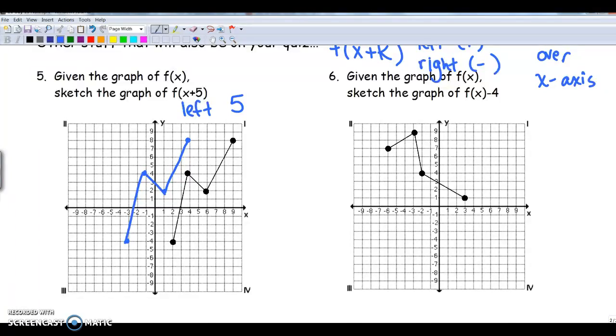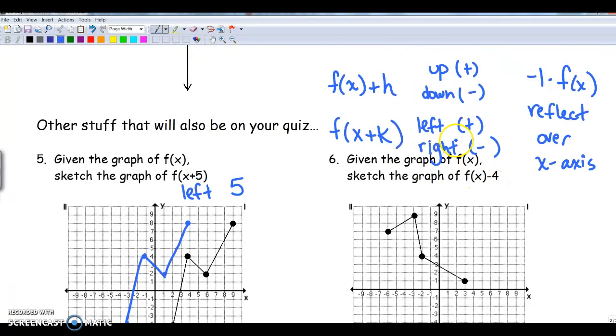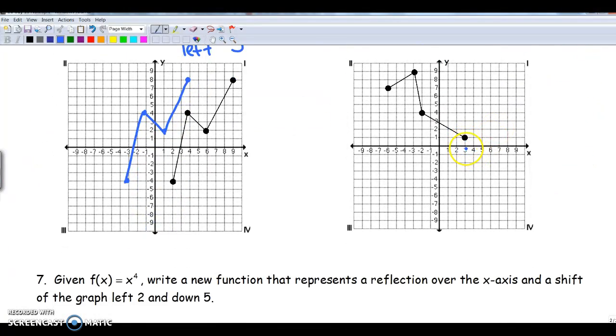Something like number 6, you got a -4 at the end. It's outside the parentheses, so minus means it's going to move down. So you're going to take each point, go down 4. Take this, go down 4. Take this, go down 4. And take this and go down 4. And then you connect the dots together and you're all set.